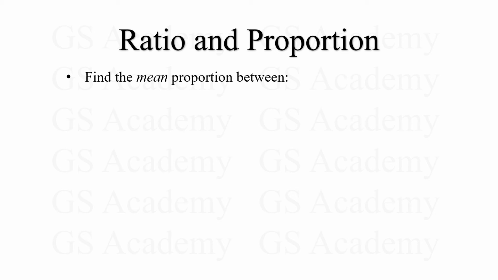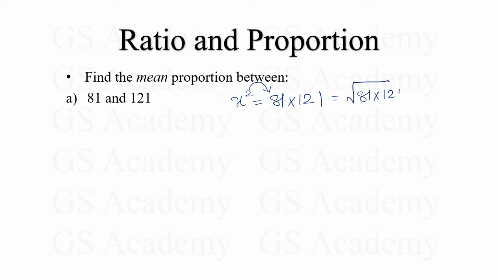Find the mean proportional between 81 and 121. So for the mean proportional, we will consider x square is equal to 81 into 121. So in order to find the value of x, we will shift this square here. So this will become square root of 81 into 121. Now 81 and 121 both are perfect squares. So square root of 81 will be 9 and square root of 121 will be 11. So x, that is the mean proportional, will be 99.